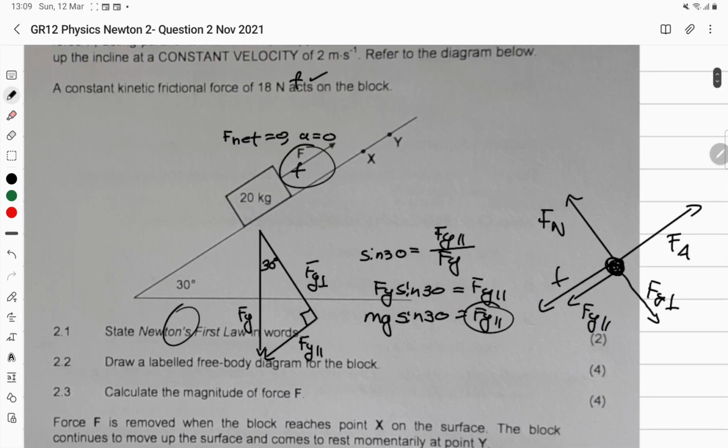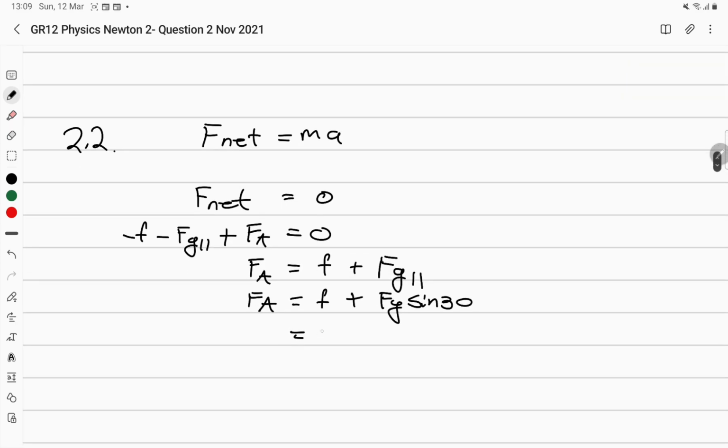Our frictional force value was, what was it again, 18. Remember, we indicated direction in the initial equation, so don't do it again. And it was mg sine 30. Your mass is 20, so 20 times 9,8 times sine of 30. There we go. That will equal 116 newtons, and that will be up the incline.